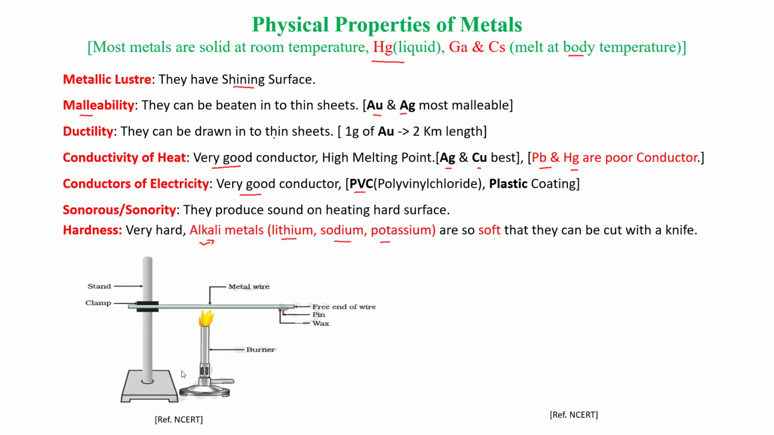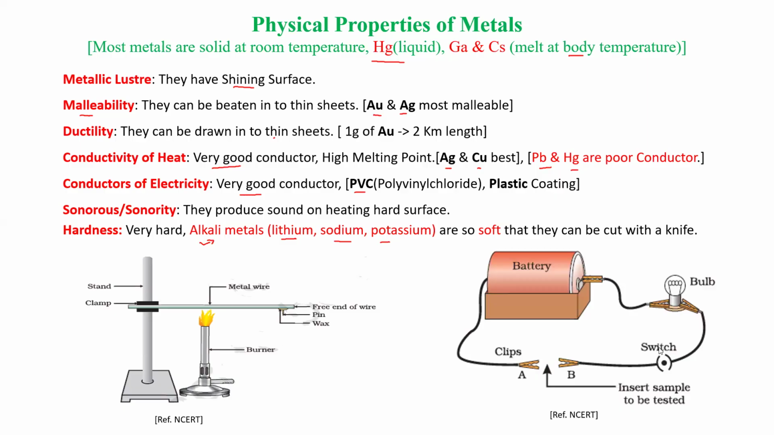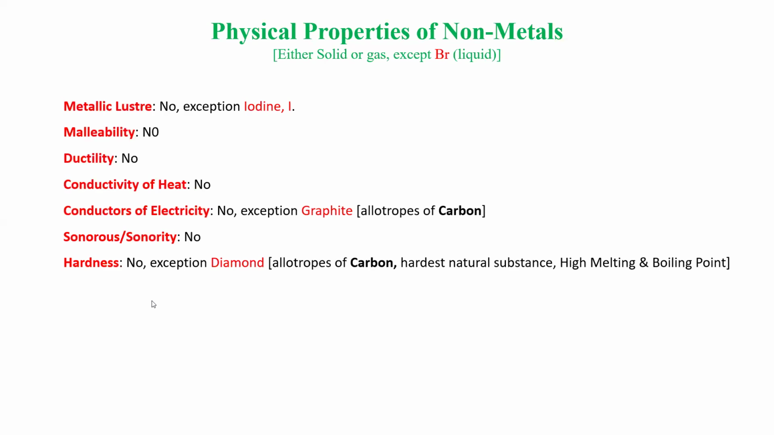Next, we see that this diagram represents the conductivity of heat of the metal. Okay. Another diagram represents conduction of electricity. If we keep any metal here, once we connect the metal between the two plugs, here A and B, finally this bulb should glow if it is a good conductor. Maybe in school days we have done this type of experiment. Okay.